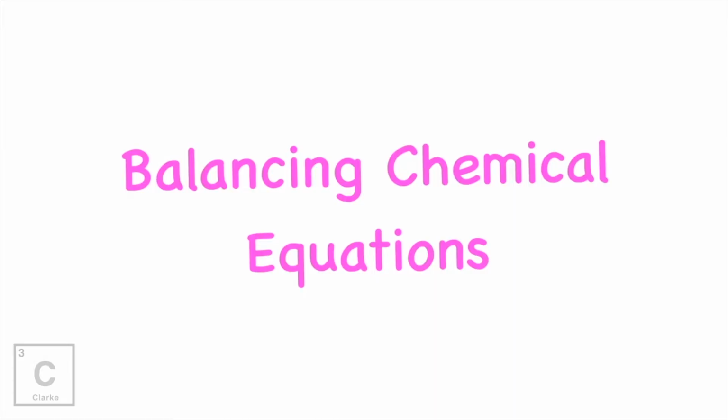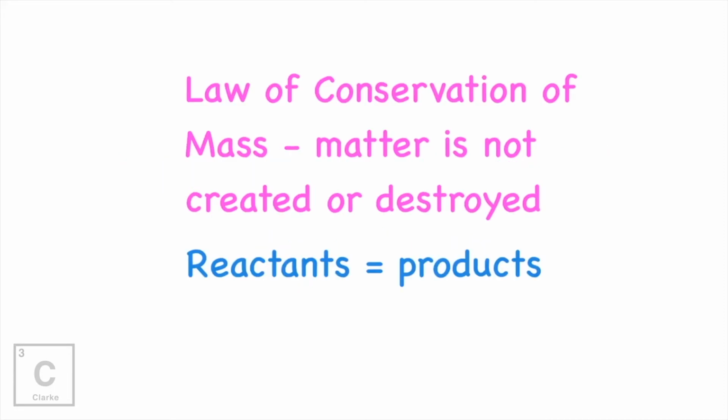So before we start balancing some equations, let's first understand why we balance equations. We balance chemical equations to obey the law of conservation of mass, which states matter is not created or destroyed. Let's think about what that means. We could restate that as the reactants have to equal the products. Whether we're talking about particles, the number of particles in the reactant has to equal the number of particles in the product, and vice versa.